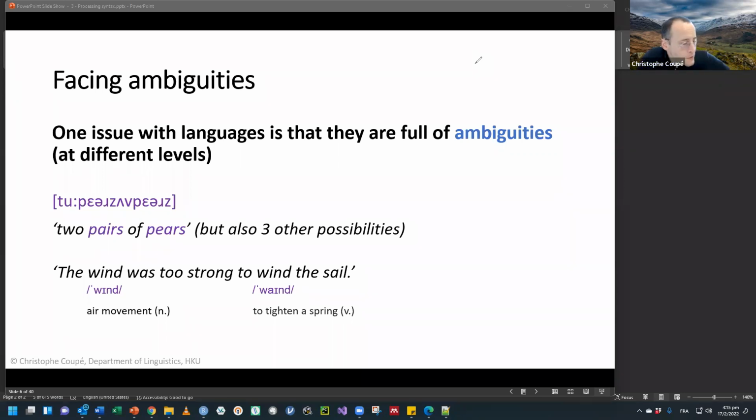So the same sequence of letters can be a noun, or they can be a verb, and the pronunciation can be different. So when we do syntactic processing, we want our system to be able to understand that the first one is a noun and the second one is a verb. How do we do that? That's the good question.